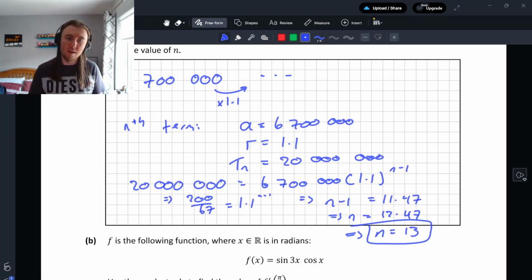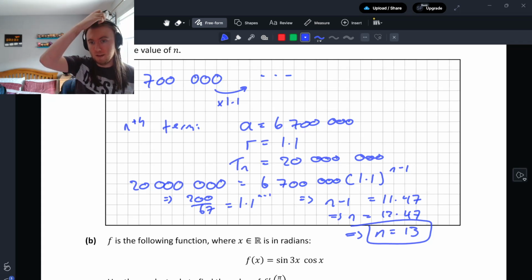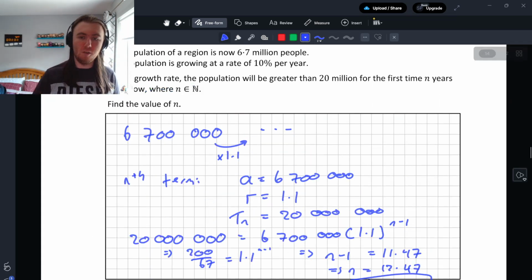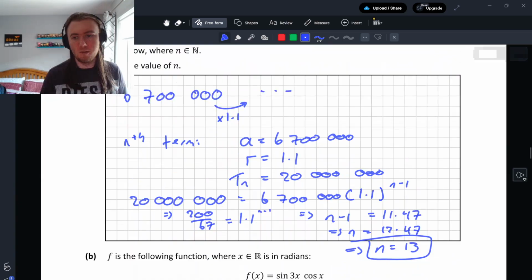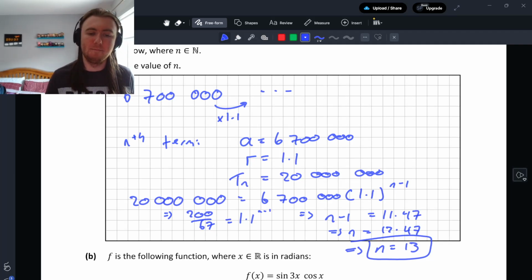Because in 12 years' time, at the start of the 12th year, it's not going to be at 20 million. So within 13 whole years, it's going to be the first time it exceeds. There are some people who would say just have it as 12 because you round down. I'd say they'd accept both answers because there's equal justification for either one.